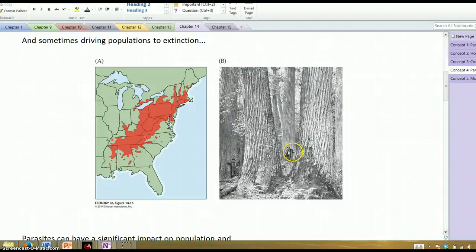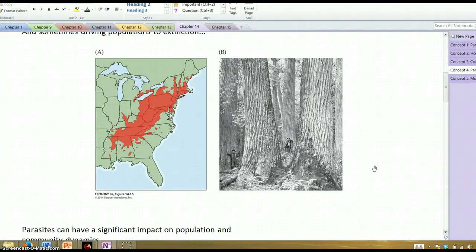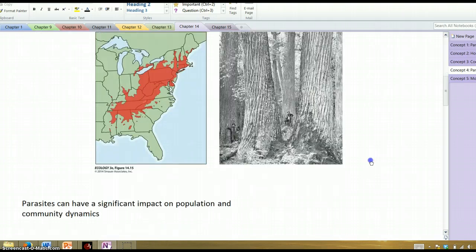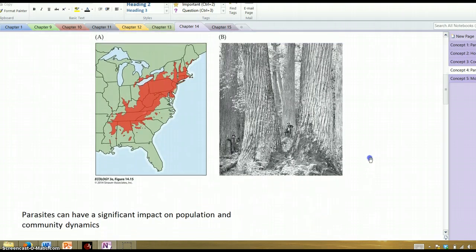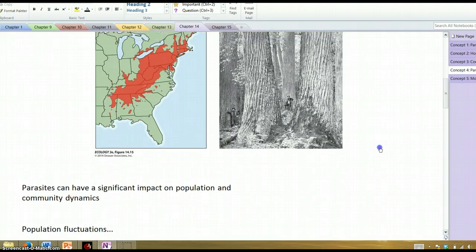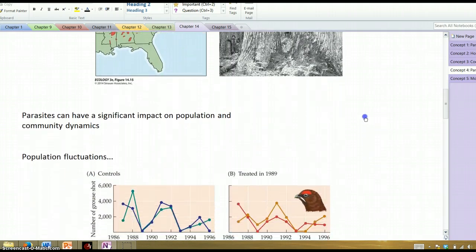You can see from this old picture, they used to be very large, dominant trees. They were very important for wildlife because of the nuts they produced. And so, because of their absence, other trees have had to take up that space. And so now the forest community is quite a bit different than it was at that time.